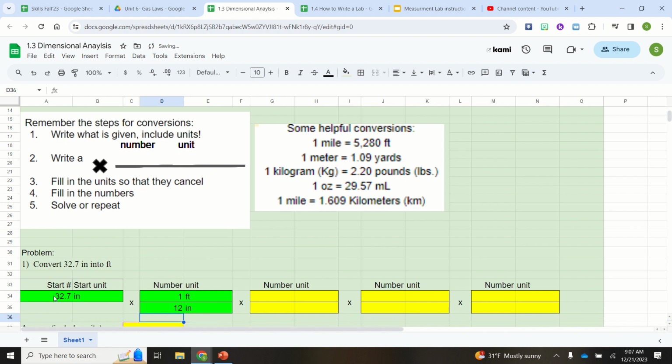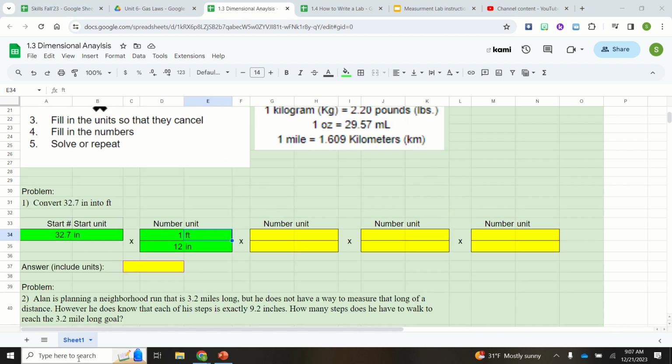This start number we're never going to use again. It only goes in the start. It does not get used in our conversion. The conversion is 1 foot is equal to 12 inches. So we filled in our numbers. Now we're in step 5, solve or repeat. Feet is on top. That is the unit we want, so we do not need to repeat.